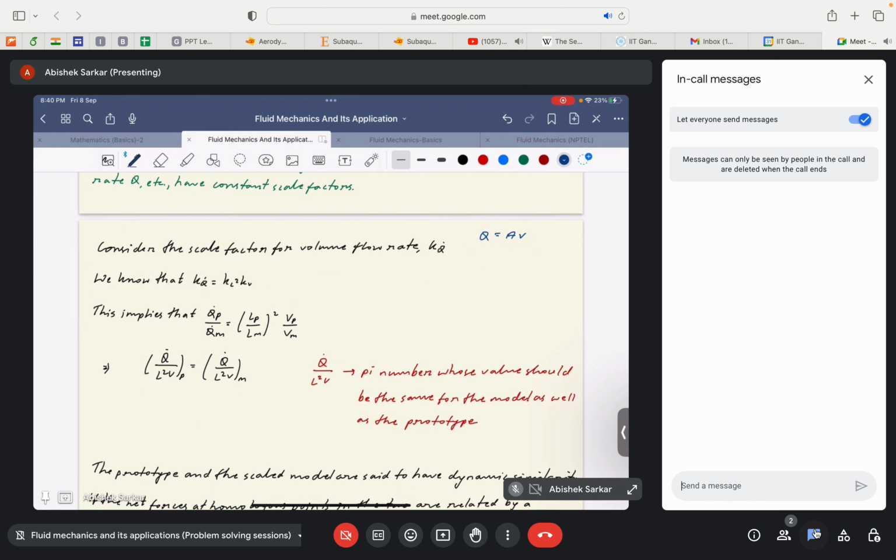So say that our volume flow rate will scale as the volume flow rate between the prototype and the model, with a constant scaling factor of kQ. Basically it means that Qp by Qm is equal to kQ. Similarly, for area, since the dimension of area is length into length, L squared, the scaling factor should be the multiplication of both those length scales, so it is kL squared, and velocity should be kV, right?